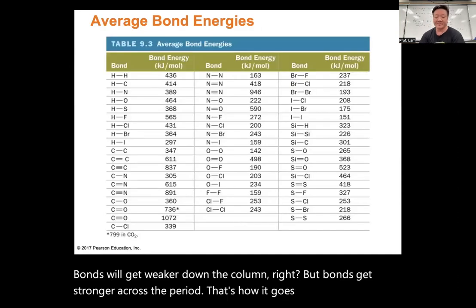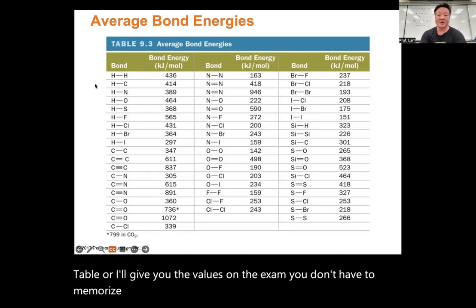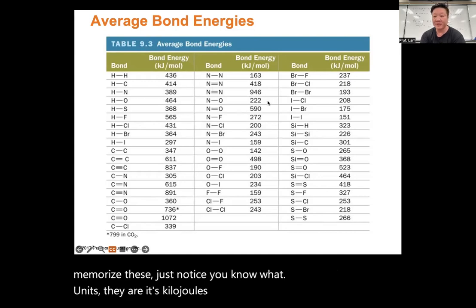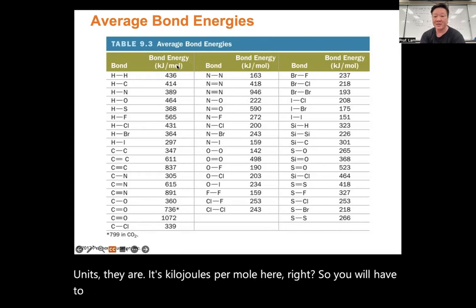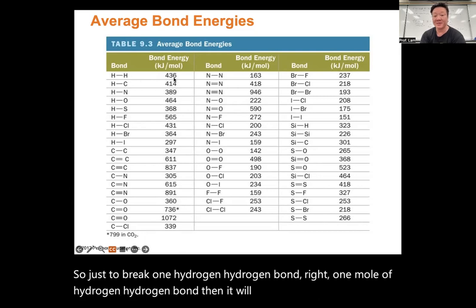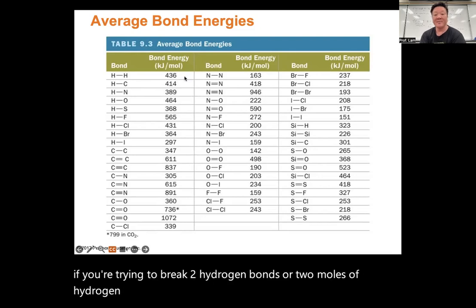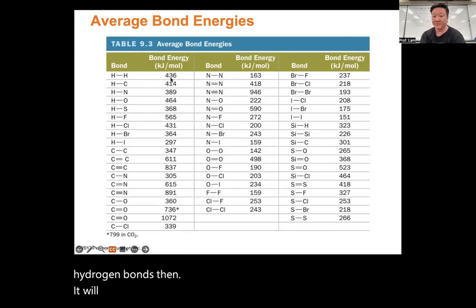You will have this table, or I'll give you the values on the exam. You don't have to memorize these. Just notice what units they are. It's kilojoules per mole here, so you will have to multiply by the number of moles to get that energy. To break 1 mole of hydrogen-hydrogen bonds, it'll take 436 kilojoules. Of course, if you're trying to break 2 moles of hydrogen-hydrogen bonds, then it will be double this number. You can see here that everything is tabulated for you.